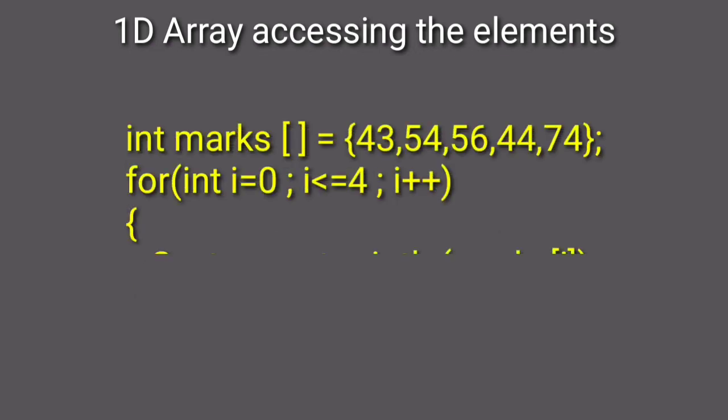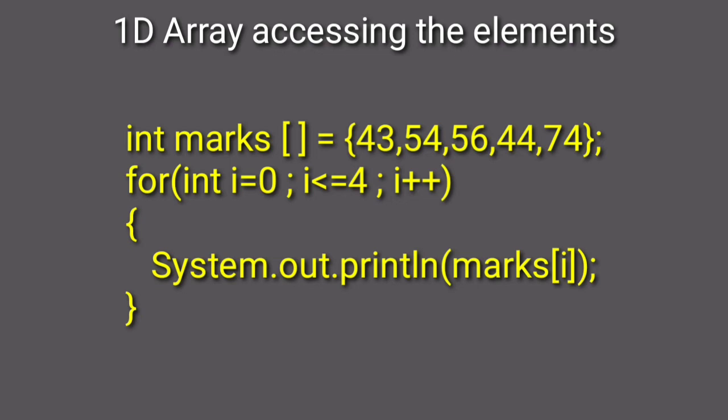Or you can also use a single for loop for printing all the elements. In the loop, you can start from 0 up to the size of the array, that is less than or equal to 4. Then i++ in the for loop, then System.out.println, and here you can write marks, and within the array brackets, you can write the value of i. So automatically it will print all the elements in the array from 0 to 4.